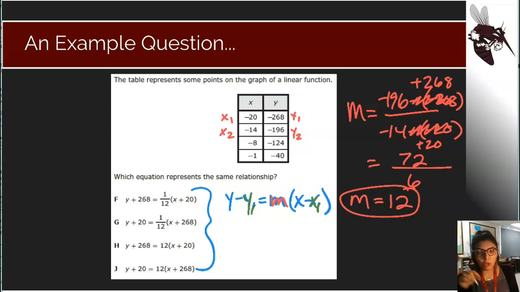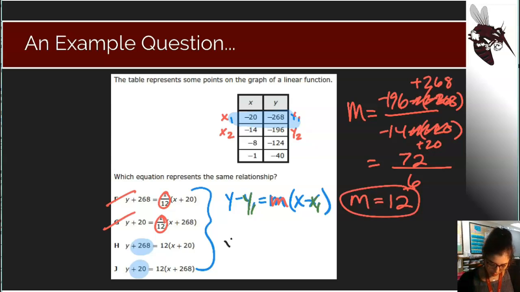So immediately we cross out two answer choices. It's definitely not F or G because they do not have the correct slope here. Then all we need to do is make sure they plugged in a point correctly. In the answer choices, they're trying to plug in this first point, negative 20 and negative 268. Well, negative 268 is the y. So we need to make sure that the negative 268 is plugged in correctly.